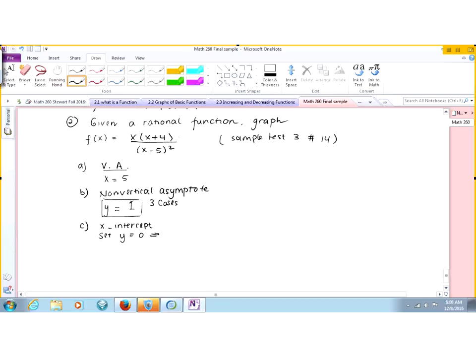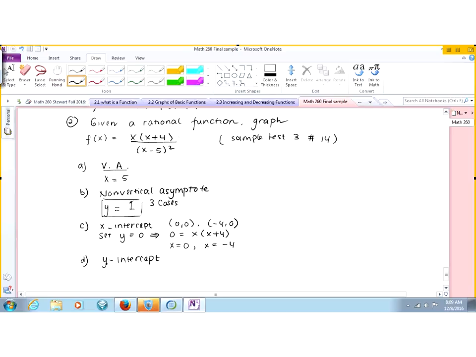So set y is equal to 0. So when y is equal to 0, 0 is equal to x times x plus 4. So x is equal to 0 and x is equal to negative 4. So (0, 0) and (negative 4, 0). Yes.